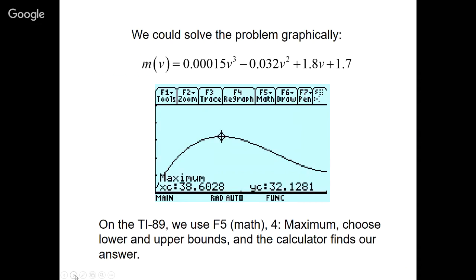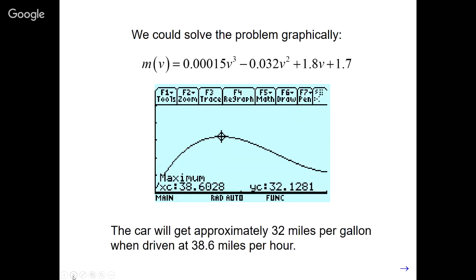And obviously, if you do this on your own calculator, you'll see that the maximum occurs at 38.6 miles per hour, and you will get 32.12 miles to the gallon. And I don't know very many people that would like to drive 38 miles per hour. But anyway, it's just an illustration of the fact that, yes, I am acutely aware, and so is everybody else, you could find the maximum of a function using a graphing calculator.